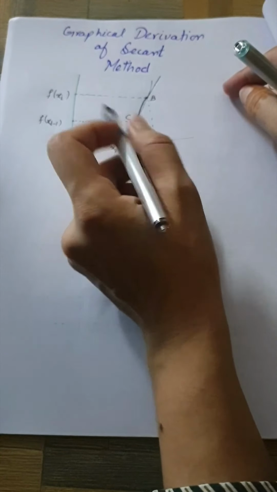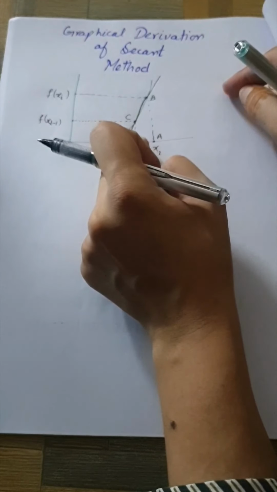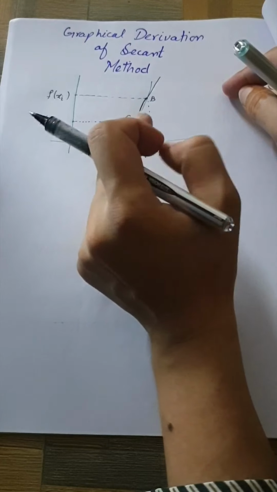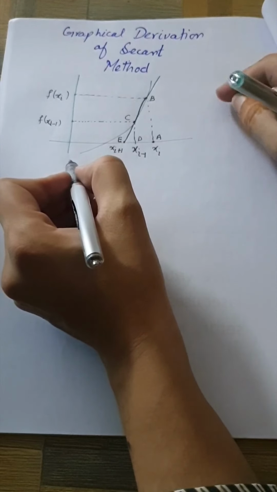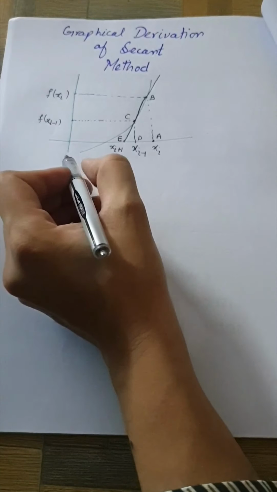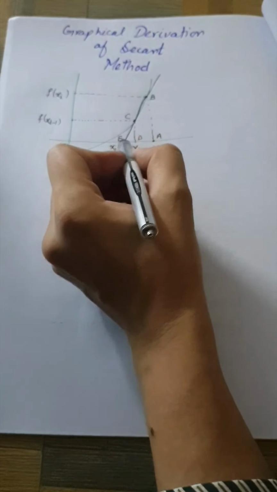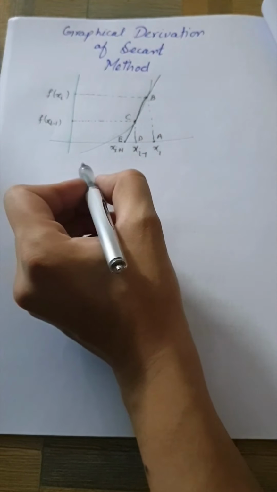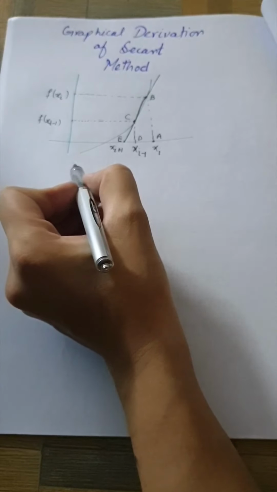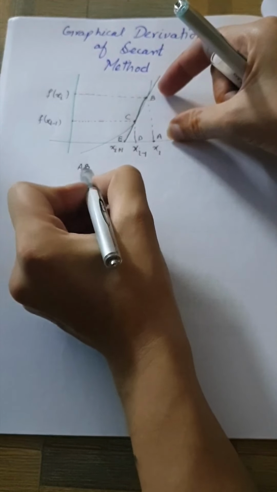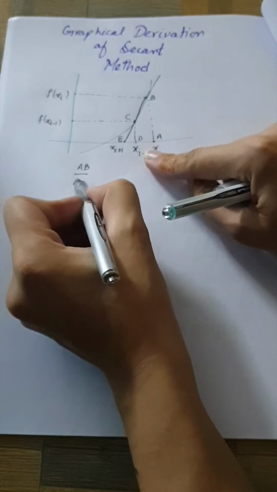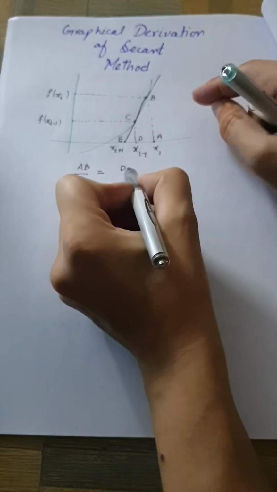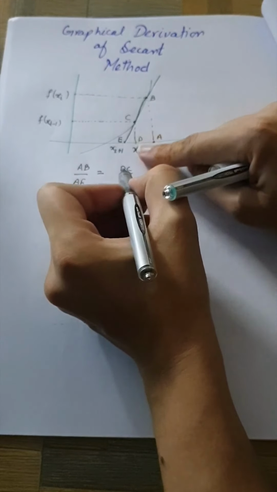You can clearly see that we are having two similar triangles over here. First one is CED, and the second one is BEA. Alright, so according to the geometric rules, for similar triangles, the corresponding angles should be the same. I can also write it as AB over AE must be equal to DC over DE.